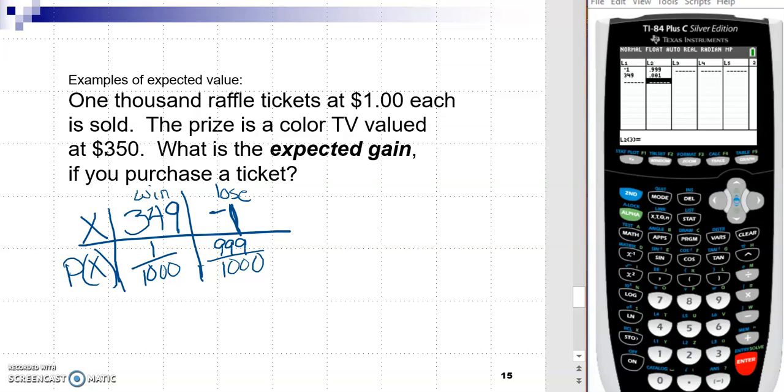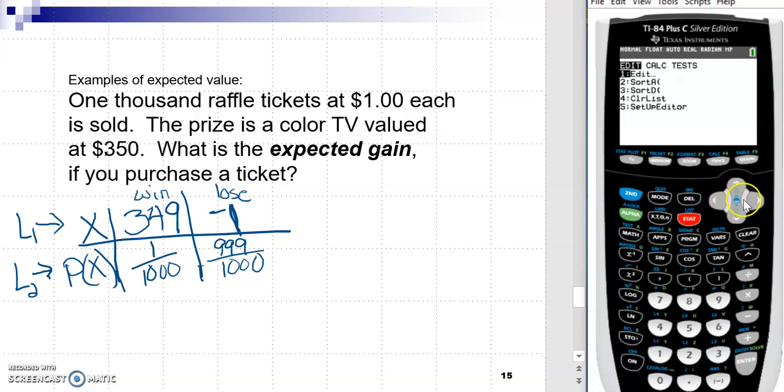So when we get ready to type this into our calculator, in list 1, we're going to put our X values, and in list 2, we're going to use the probabilities. Now, to save a little bit of time over here on my calculator, I've already typed those in. So I have them in reverse, -1 and 349, and the probabilities 999/1000 and 1/1000. And once we get them typed in, then we just go to Stat, arrow over to Calculate, 1-Var Stats on those two lists, L1, L2. And remember now, if this screen's not showing up, you're typing in L1, L2.